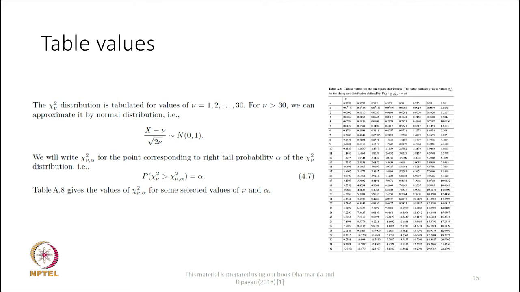Another observation is that if the parameter value is greater than 30, then it is possible to approximate: X minus nu divided by square root of 2 nu follows a standard normal distribution. So, that will be approximately a standard normal distribution. That means for a larger value of the parameter nu, by subtracting nu and dividing by the square root of 2 nu, you will be approximating with the standard normal distribution.